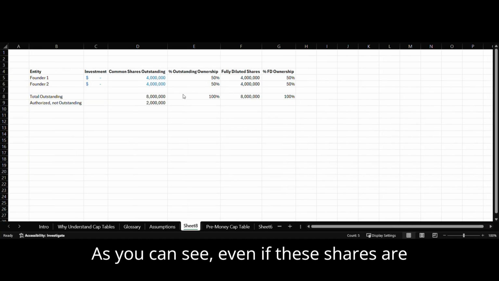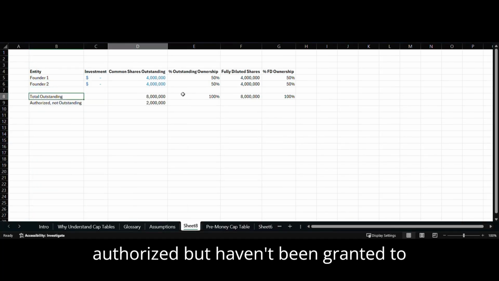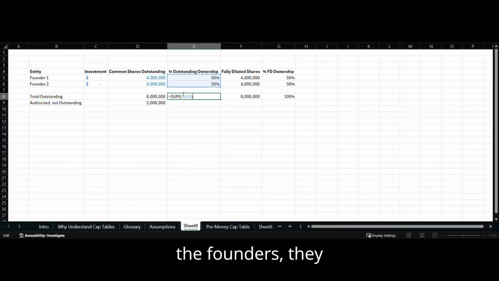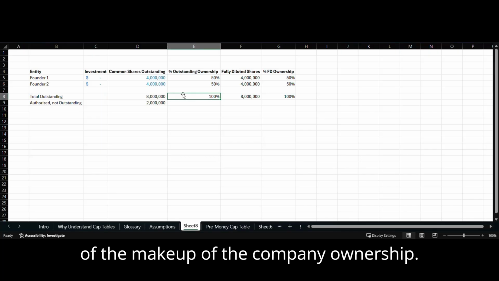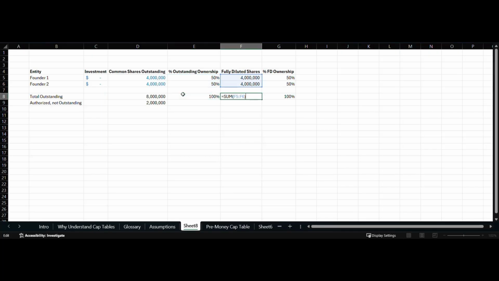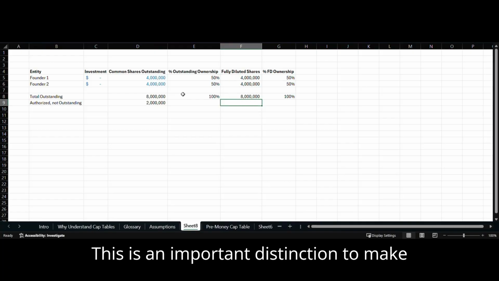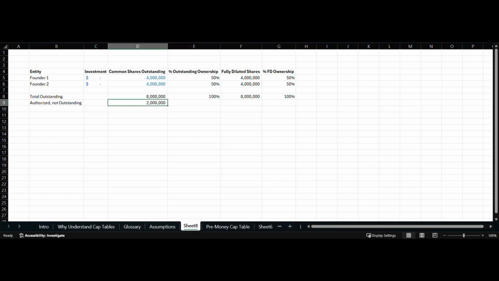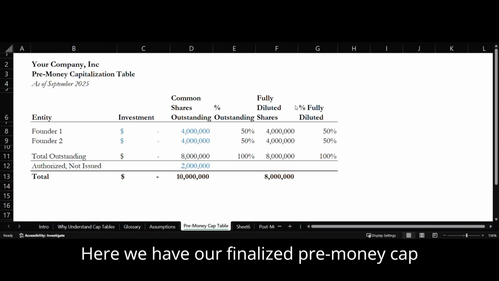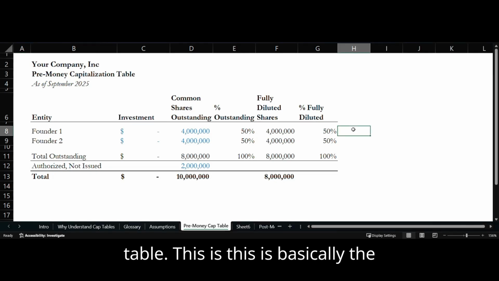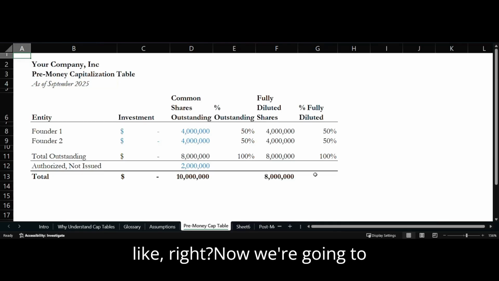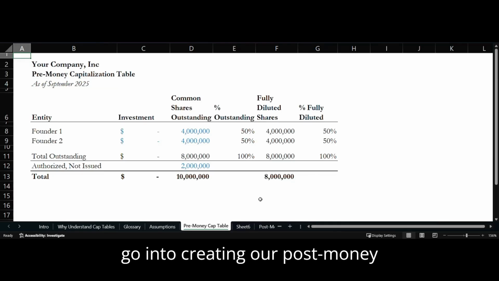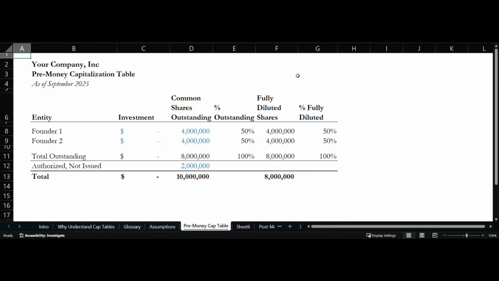As you can see, even if these shares are authorized but haven't been granted to the founders, they are not part of the makeup of the company ownership. This is an important distinction to make as well. Now here we have our finalized pre-money cap table. This is basically the modeling of what the assumptions look like, right? Now we're going to go into creating our post-money cap table.